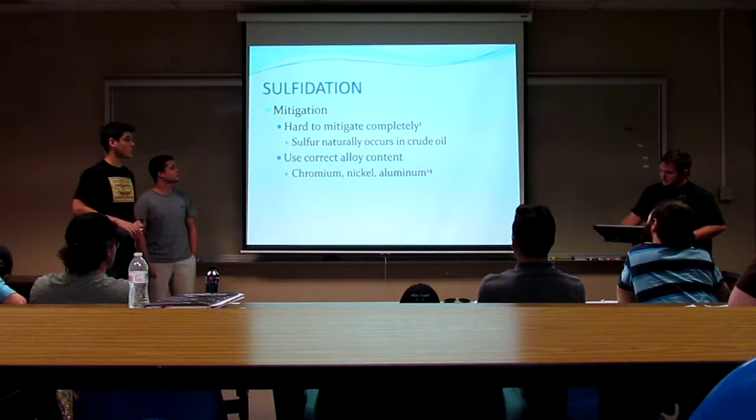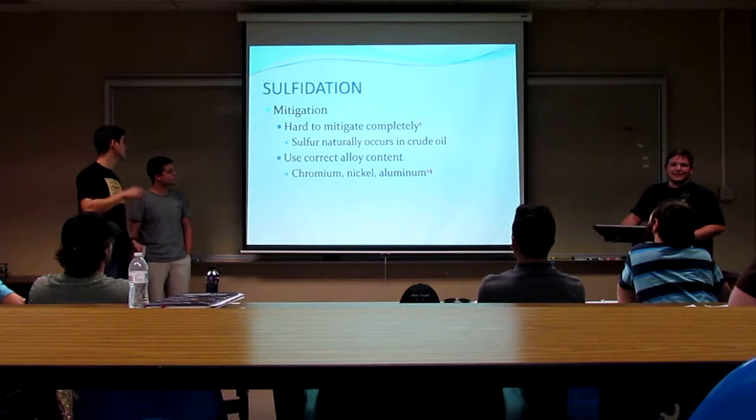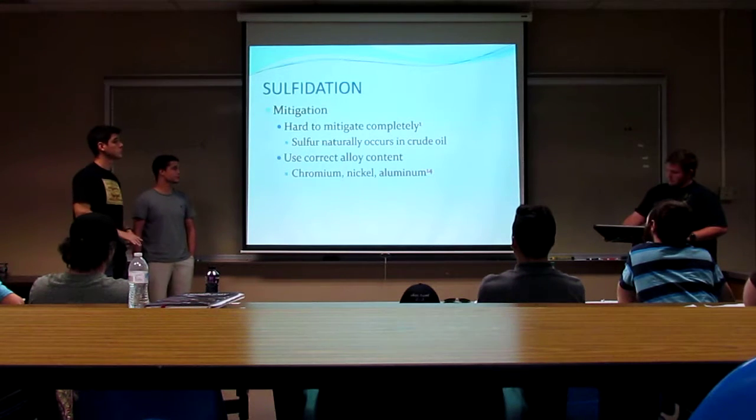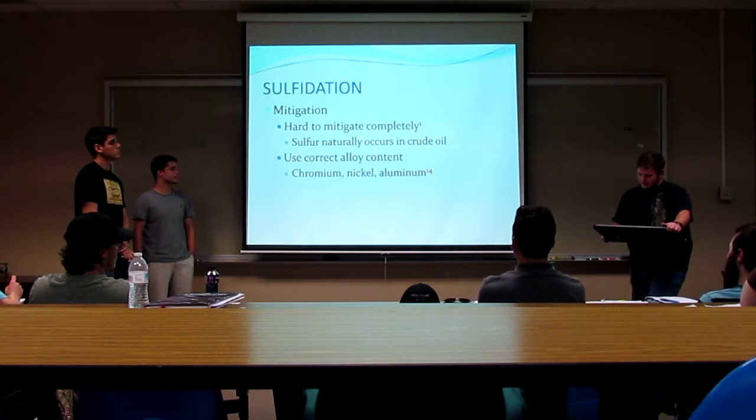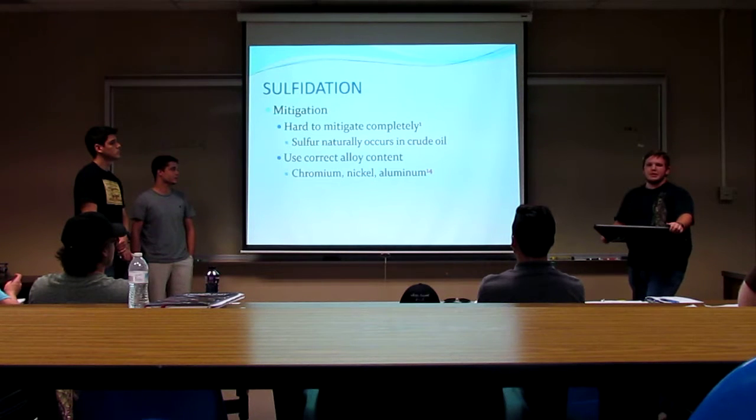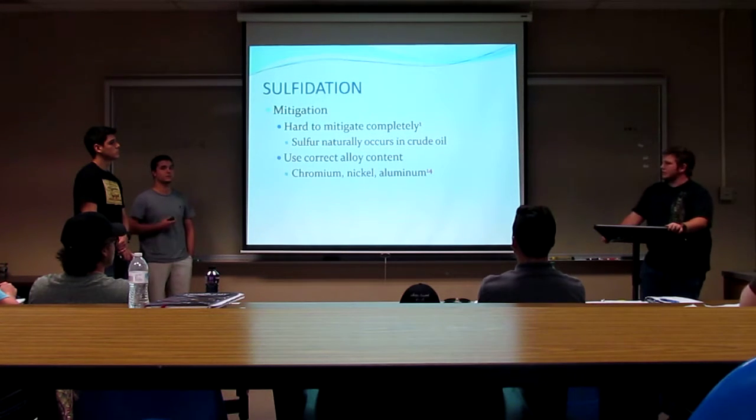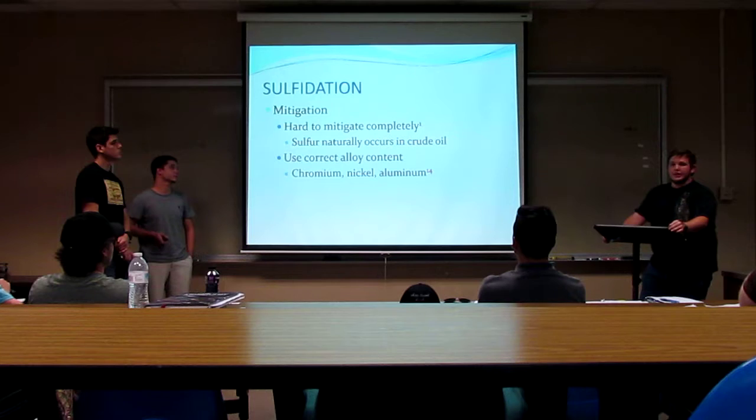Different mitigations to use. It is hard to mitigate because it is a naturally occurring compound. But like I said before, you can use a higher alloy content of more acceptable metals such as chromium, nickel, and aluminum. The nickel and aluminum are more expensive, but those have shown greater resistance to sulfidation.